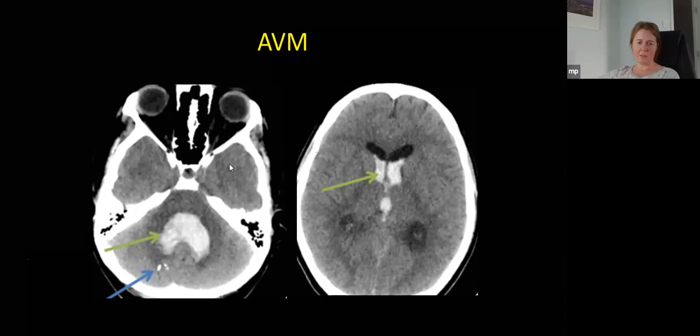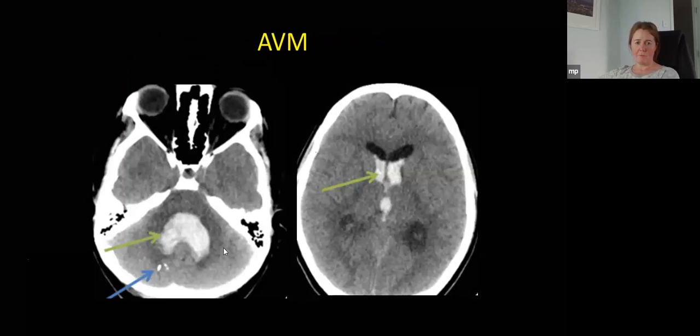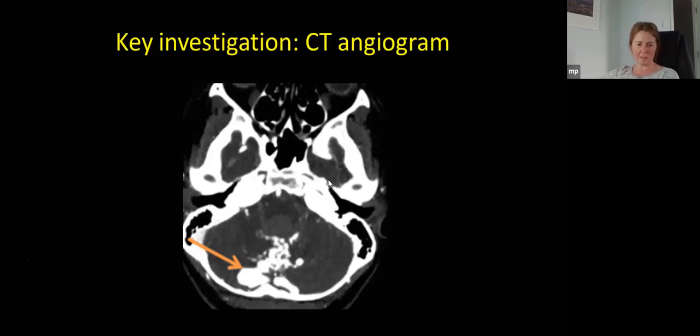So what do you do next? You go on to do a CTA. Now, it's very difficult to see the nidus of serpentine vessels on this CT, but very easy to see it on the CT angiogram. And you'll see the venous pouches. You might even see hypertrophy of the feeding vessel.